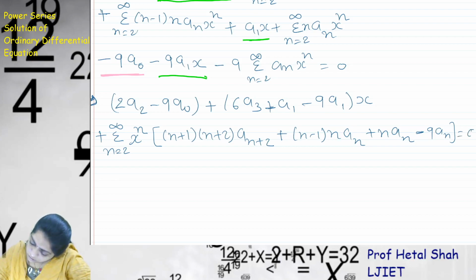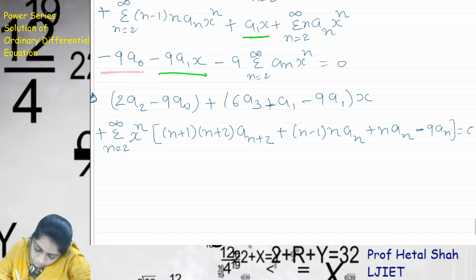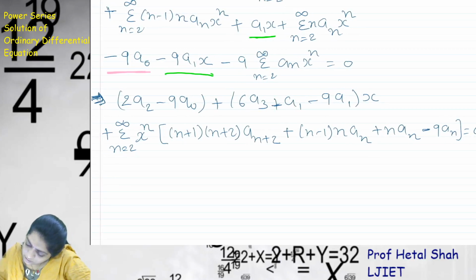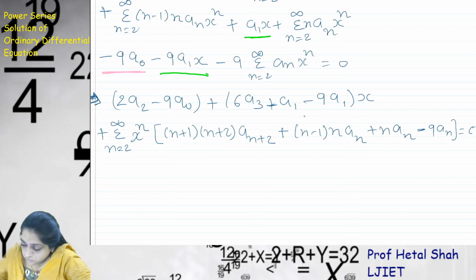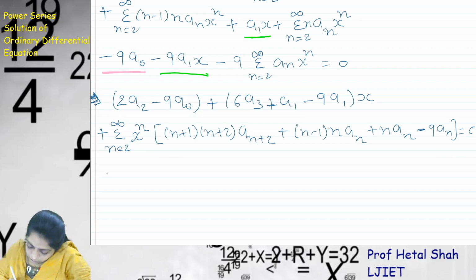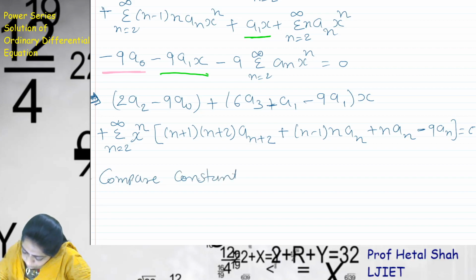Okay, so after comparing both sides, if we compare the constant term on both sides, the multiple of x on both sides, and the multiple of x raised to n on both sides, we get the values of a_n. Okay, so compare the constant term on both sides.